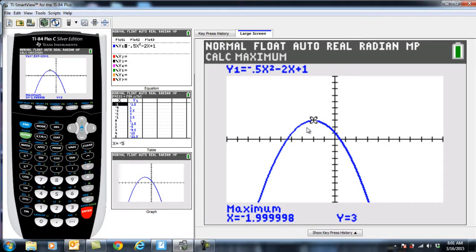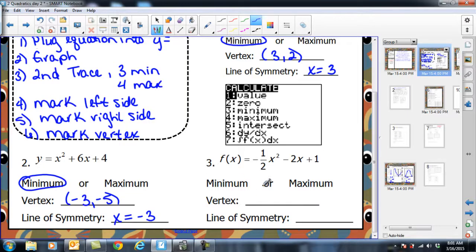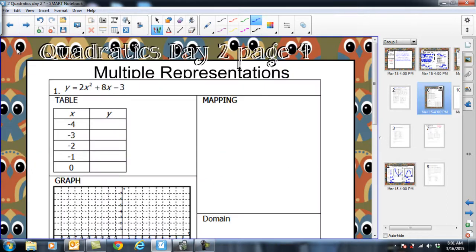So here we are. I found my maximum, and again it did this weird thing at the bottom. We're going to call that negative 2, comma 3. And so we're going to go up here. We're going to say that this time it was a maximum because it was at the top. My vertex was at negative 2, comma 3. My line of symmetry is the x value, so it's at x equals negative 2. So there's how you find the vertex with your calculator.